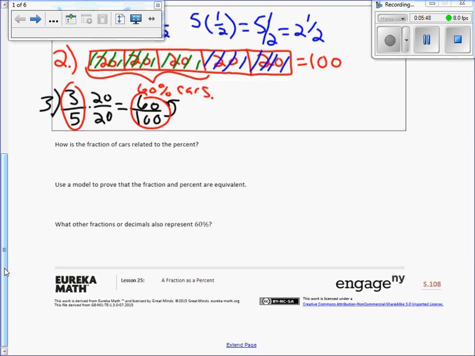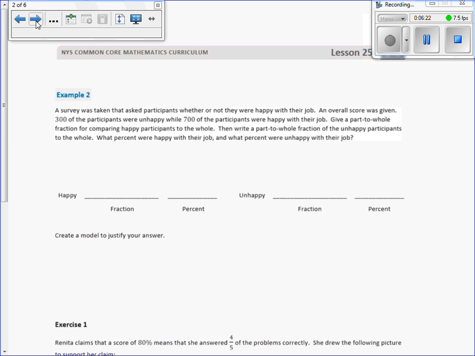What other fractions or decimals also represent 60%? Well, remember, if I move the decimal 2 places to the left, that'd be 0.60. 60 out of 100. Okay, and there's all kinds of others. 6 out of 10, 3 out of 5. I can multiply by anything as long as the top and bottom are multiplied by the same thing. All right? All right, page 2.